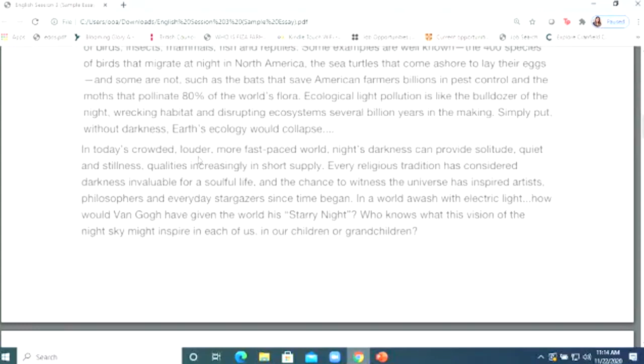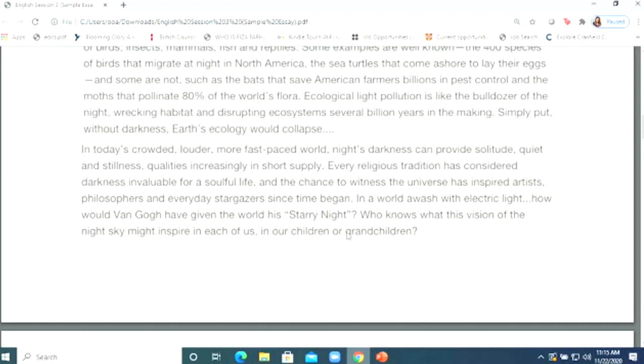In today's crowded, louder, more fast-paced world, night's darkness can provide solitude, quiet and stillness, qualities increasingly in short supply. Every religious tradition has considered darkness invaluable for a soulful life, and the chance to witness the universe has inspired artists, philosophers, and everyday stargazers since time began. In a world awash with electric light, how would Van Gogh have given the world his starry night? Who knows what this vision of the night sky might inspire in each of us, in our children or grandchildren.